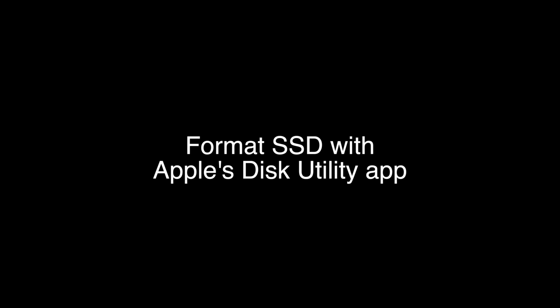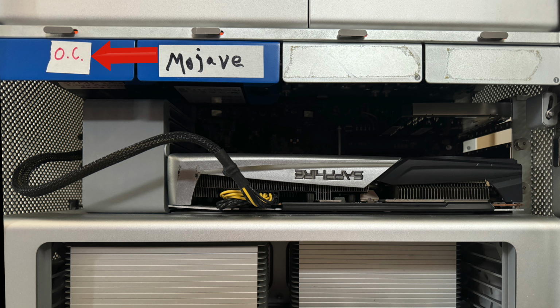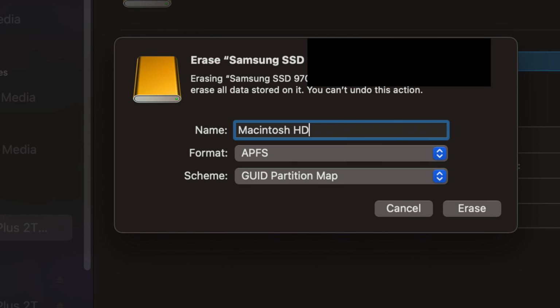So I'm going to be putting OpenCore in SATA bay 1 on a brand new SSD, which normally would come formatted in exFAT. But if you want to install macOS on a brand new SSD, you have to format it in APFS GUID partition using Apple's Disk Utility app. And of course, formatting a hard drive completely erases it. So make sure you're formatting the correct hard drive and you're not erasing your Mojave drive. And you should name the hard drive Macintosh HD, then hit erase.